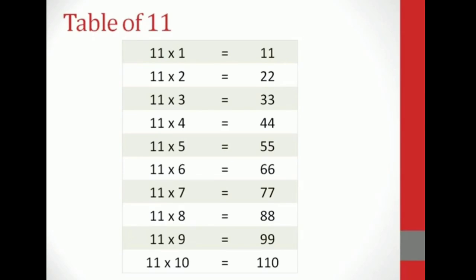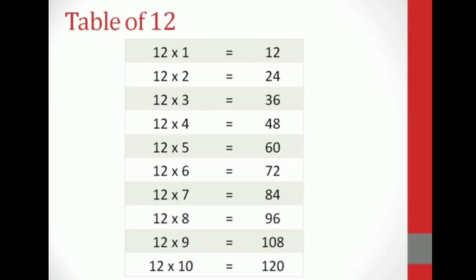The next table was the table of 12. 12 ones are 12, 12 twos are 24, 12 threes are 36, 12 fours are 48, 12 fives are 60, 12 sixes are 72, 12 sevens are 84, 12 eights are 96, 12 nines are 108, and 12 tens are 120.